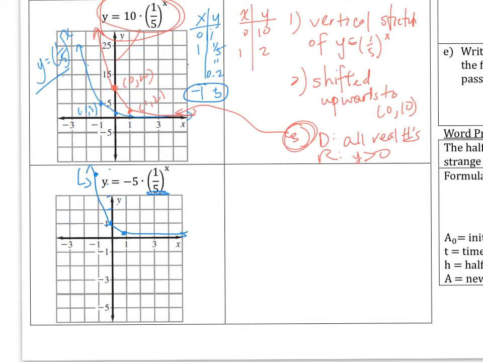Okay, and then let's make a t-chart. I want to use 0. 1/5 to the 0 power is 1 times -5 is -5. I'm going to use 1. 1/5 to the first power is still 1/5 times -5 gives you -1. So (0, -5). I'm going to label my points. (1, -1).